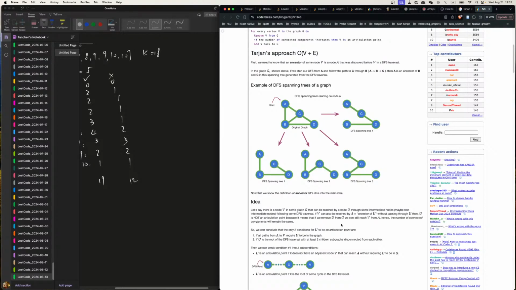So we can conclude that there are only two conditions for U to be an articulation point. One is if all paths from A to V require U to be in the graph. I agree. The other is if U is the root of the DFS traversal with at least two children subgraphs. Yeah, if you have two children and you disconnect it, if it's the root, right? But the children have to be disconnected from each other.